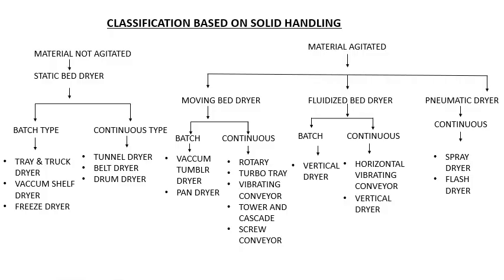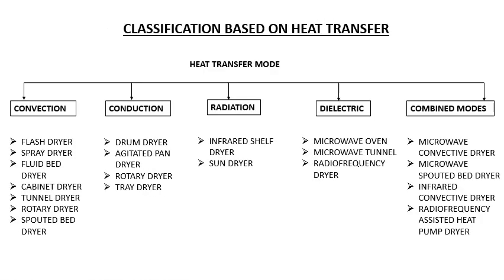Here I discuss the classification based on solid handling, that is material not agitated and material agitated. In material not agitated, we have static wet dryers, which are again divided into batch type and continuous type. And in material agitated, we have moving wet dryers, fluidized wet dryers, and pneumatic dryers. Another classification is based on heat transfer, that is convection, conduction, radiation, dielectric, and combined modes.